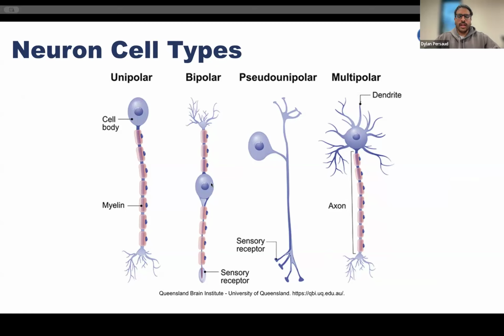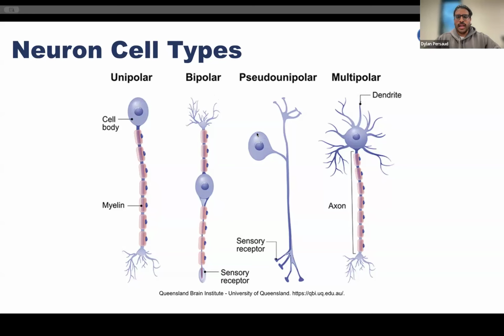Then for bipolar, I like to think of it as having two arms. So you have some sort of receptor in the periphery, like in your skin, which again, we'll talk a little bit more about that later. So we have a sensory receptor that's going to take the information towards the cell body, and then it's going to use its axon, the remaining part, to then transmit that information. Okay, so that's the bipolar neuron.